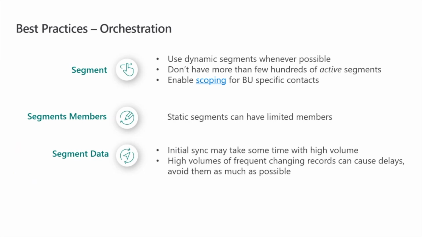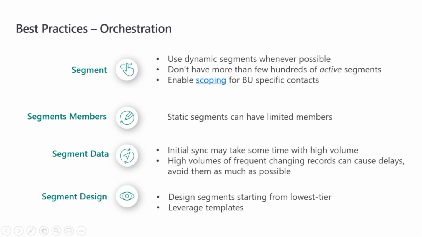To avoid delays on the data sync, we recommend targeting fewer than 1 million objects. And it's not only to avoid delays; it will also provide better performance in segmentation, as well as lead scoring or dynamic content replacements in the emails. So this is one of our recommendations.